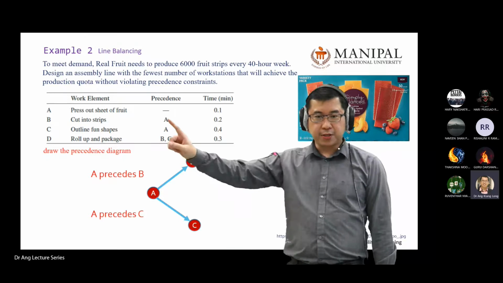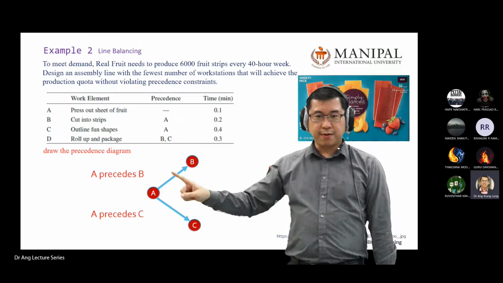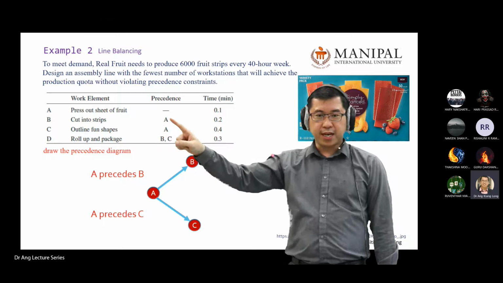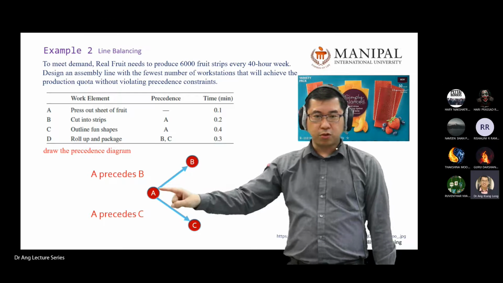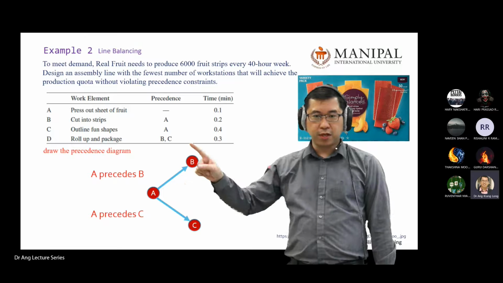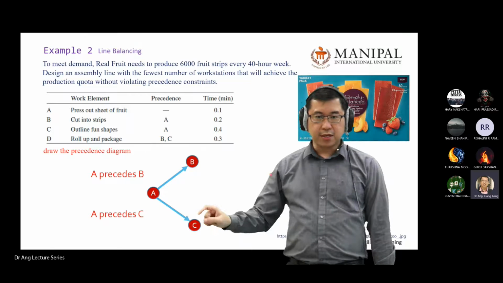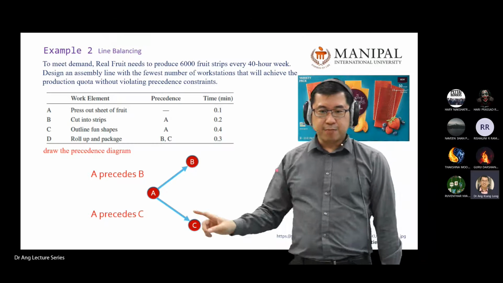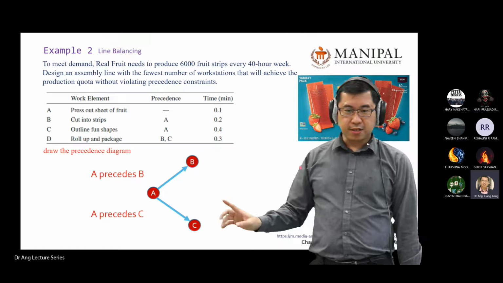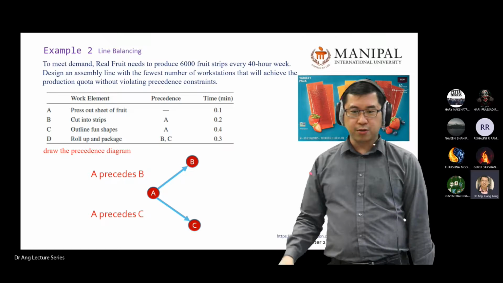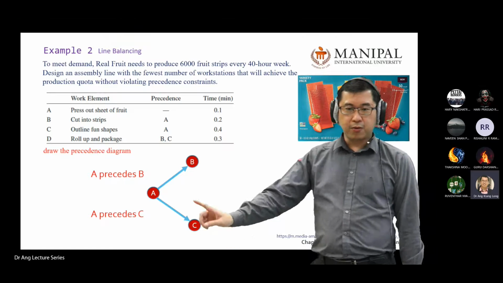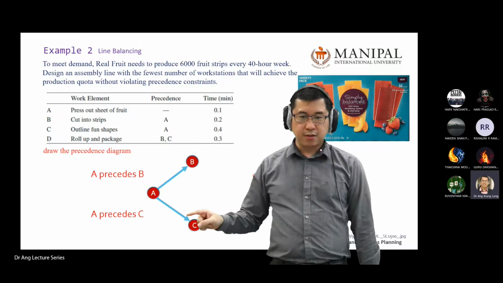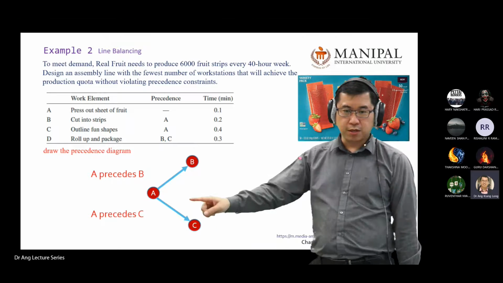Then I read the precedence. So the arrow will always come from the precedence here. For example, B. B will see A. So you go to A, draw an arrow pointing to the station. Same with C. You put it anywhere. Okay, put any location. In this case, I just put below. You can put center also, no problem. Then you read from the table. C needs A, so you draw from A to station C.